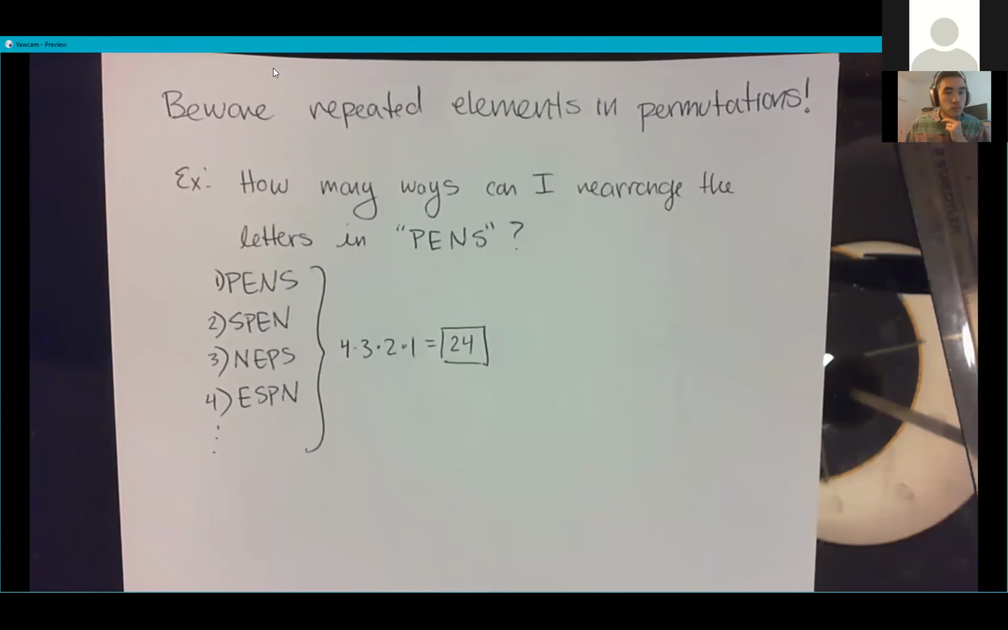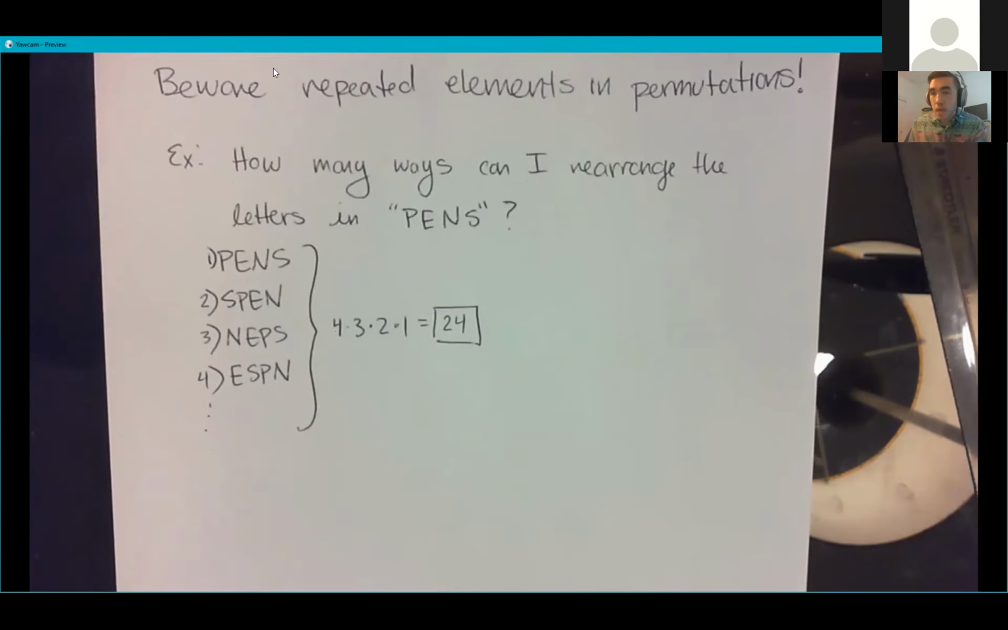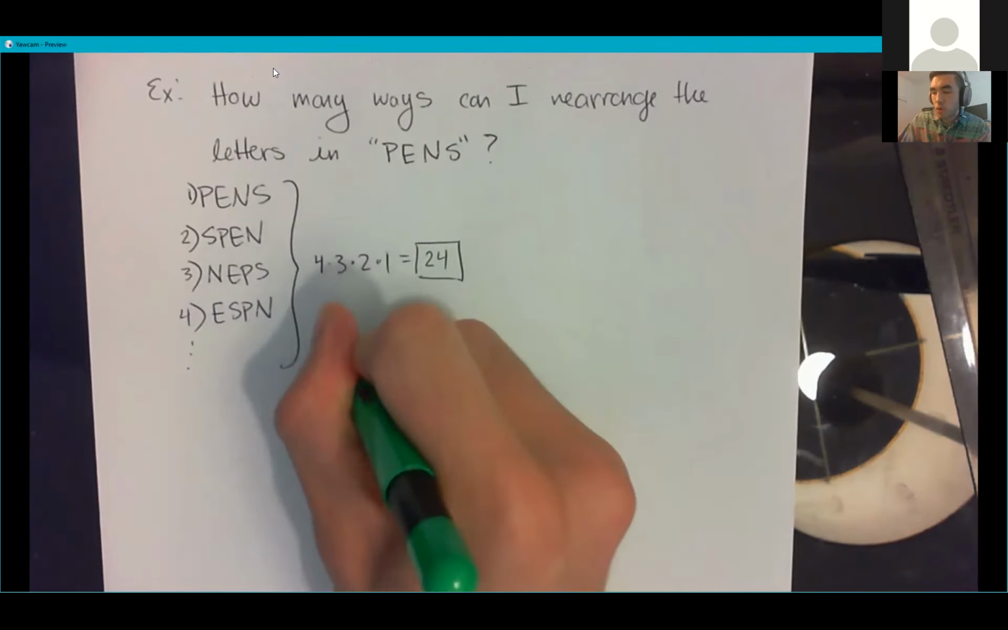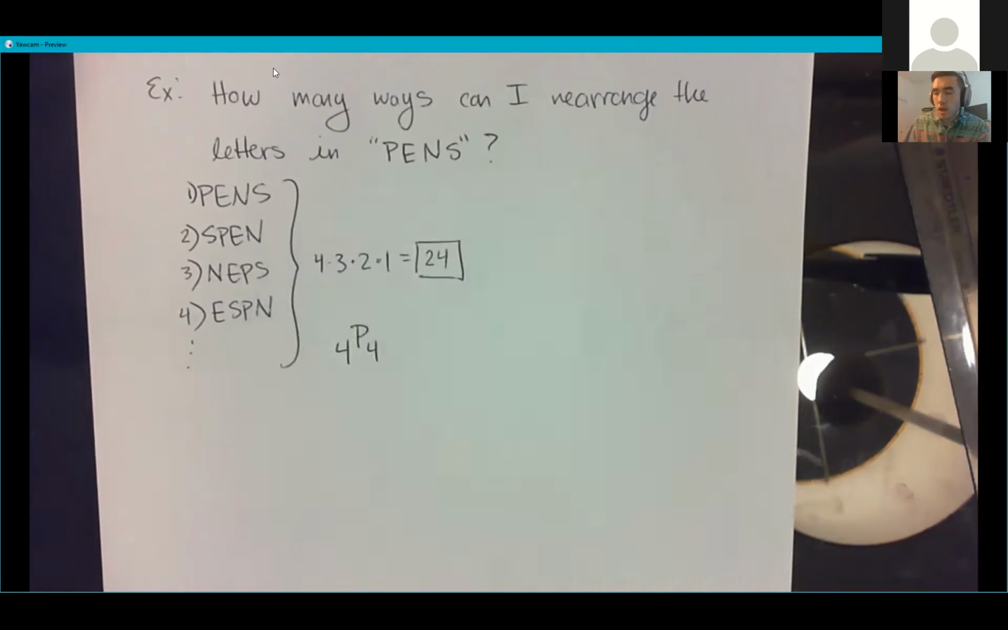There's 4 elements. And how many of them are we using to spell out any given word? 4. We are using 4 of them. And so if you want to use the permutation equation, simply put, this is 4P4. I have 4 elements and I want permutations of all 4 of them.